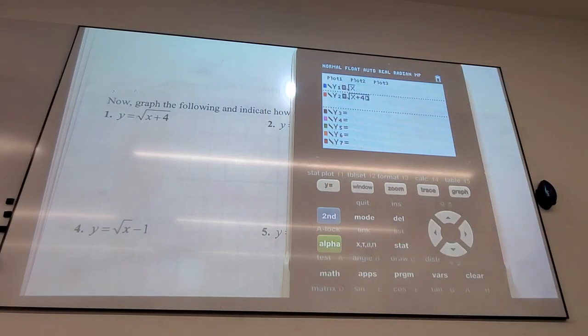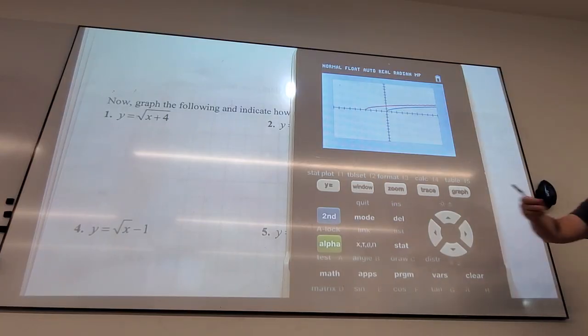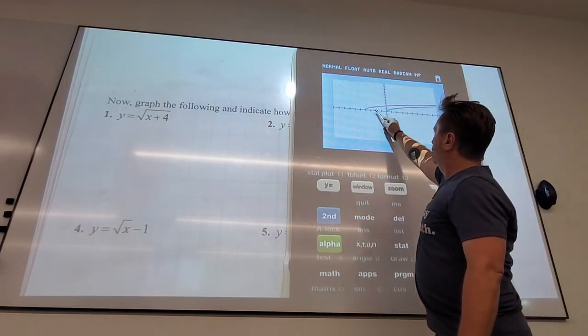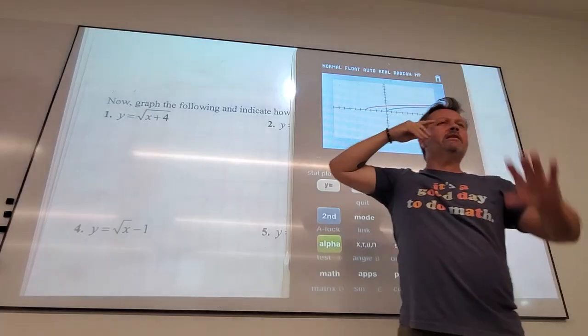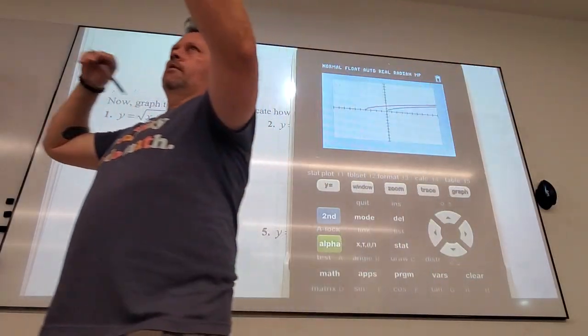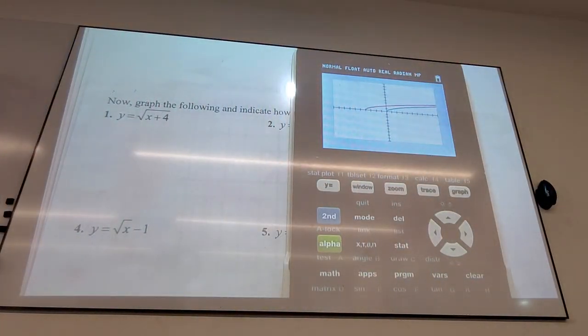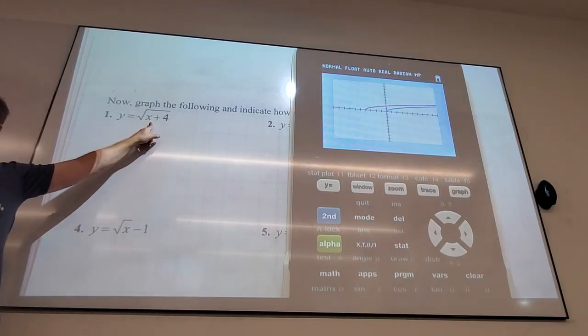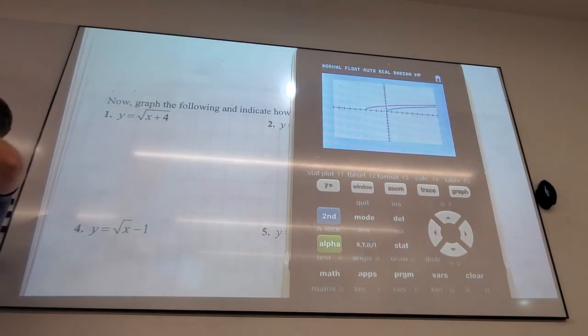Now just hit graph. You'll see your original and the new one. What happened? It moved that way. Exactly how much? So it went 1, 2, 3, 4 back. Now let's think about why that happens. What is the first thing that you do to an input in this? Add 4.